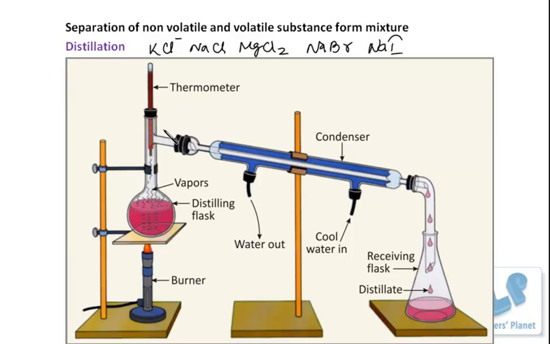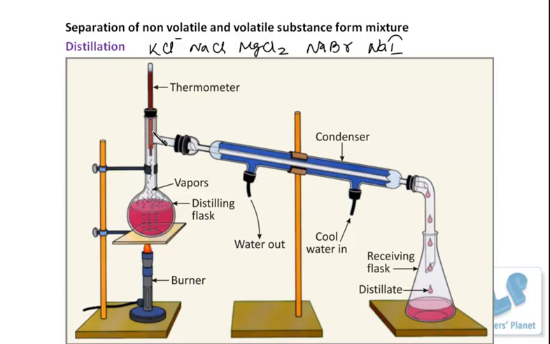But what if there are two volatile components? What if there are three volatile components? There are mixtures, say acetone and water, both are volatile. Then how the separation will be done? Likewise, crude oil, from which the petroleum, diesel, coal tar and the chemicals are obtained, and all these substances are volatile. How they can be separated? They are separated by fractional distillation.